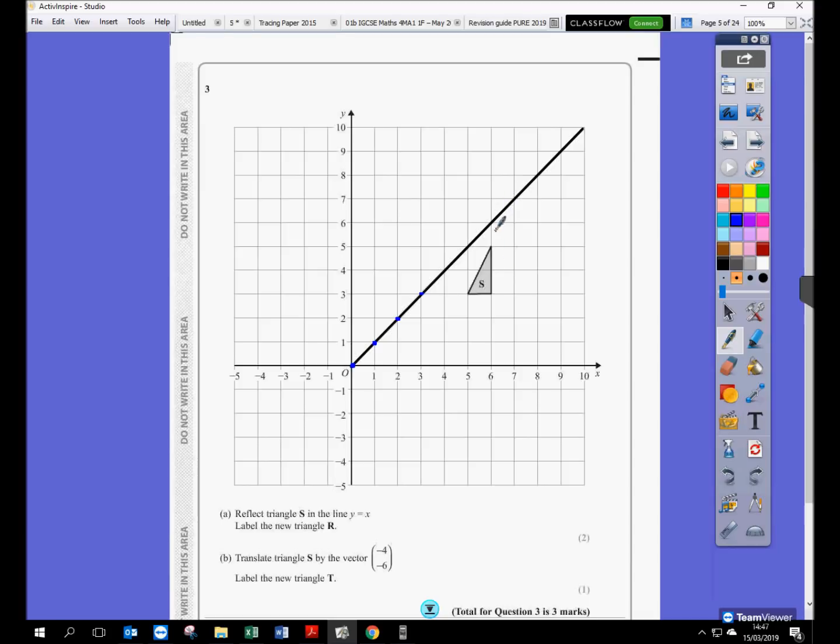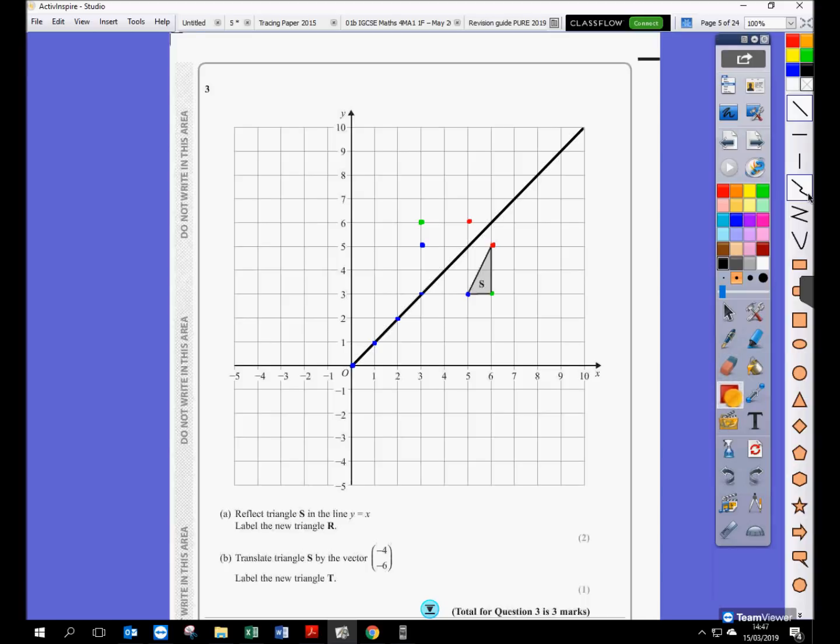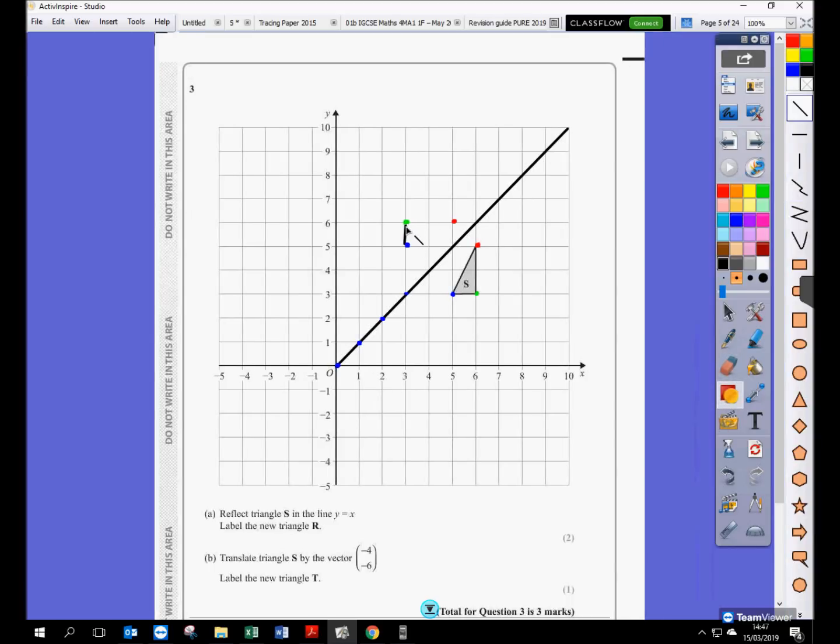So you need to reflect this triangle in the line. Now, if I take each corner, this one is 1 square down, so you go 1 square across. This corner is 1, 2, 3 squares down, so you go 1, 2, 3 squares across. And finally, this corner here is 2 squares down from the line, so you go 2 squares across. You have your 3 points. You now connect them up, and that gives you the triangle. Okay, so the triangle should be there. Label the triangle R.